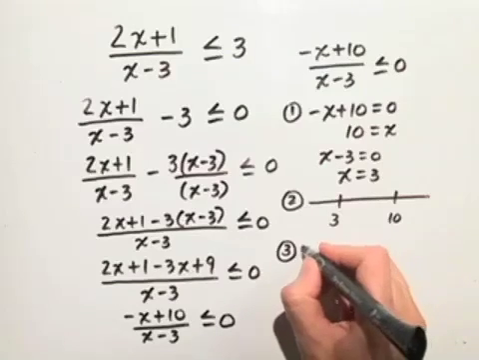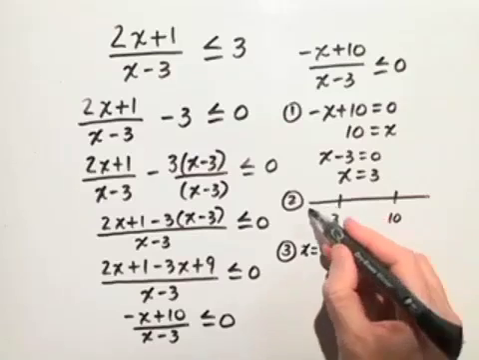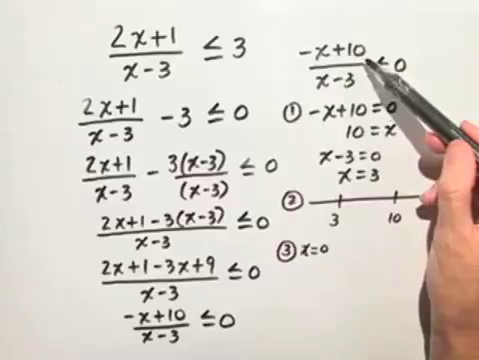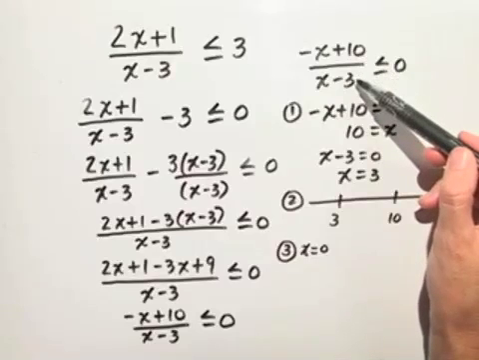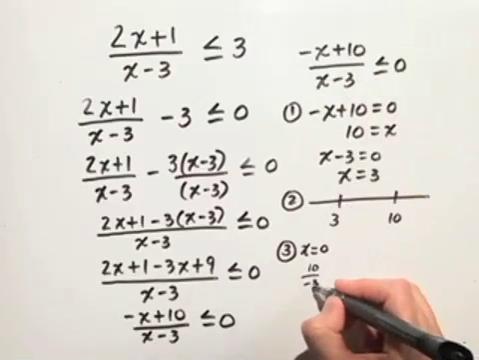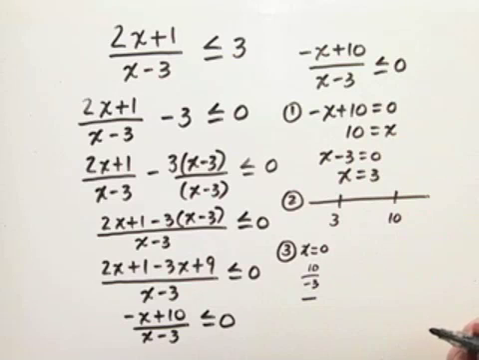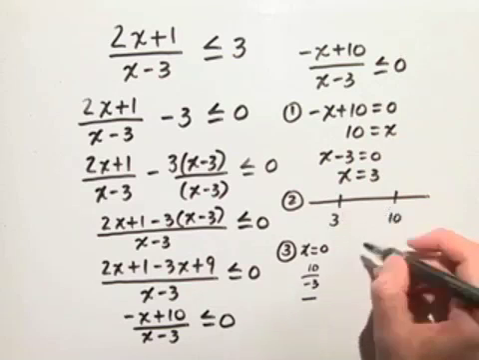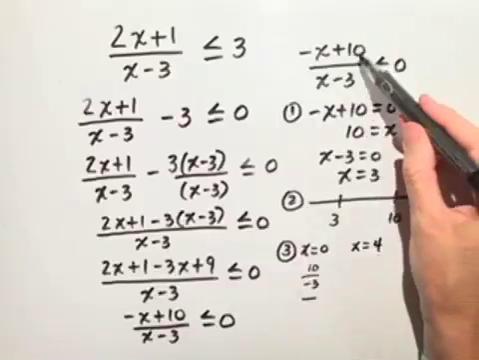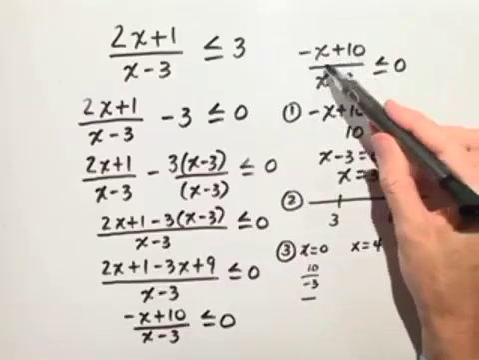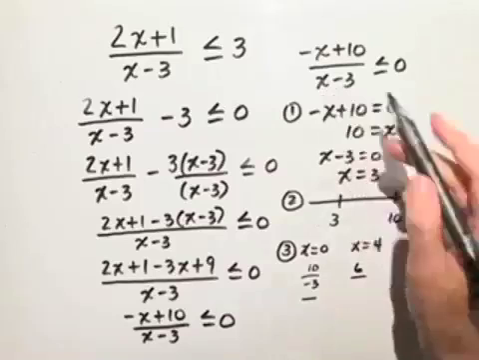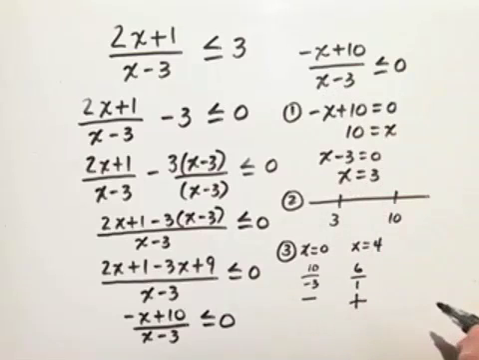So we have x equals, we can choose any number to the left of 3. Let's choose 0. If we substitute 0 into (-x + 10)/(x - 3), we'll end up with 10 over -3, which is a negative number. If we substitute a value between 3 and 10, let's let x = 4. If we substitute that into our inequality, we have -4 + 10, or 6, over 4 - 3, 1, which is a positive value.